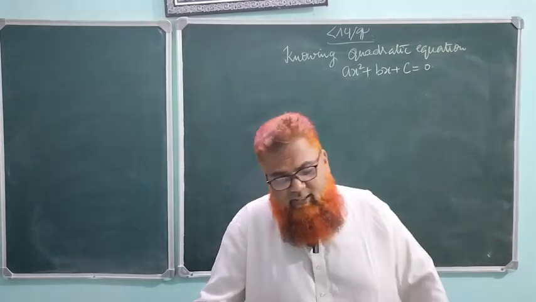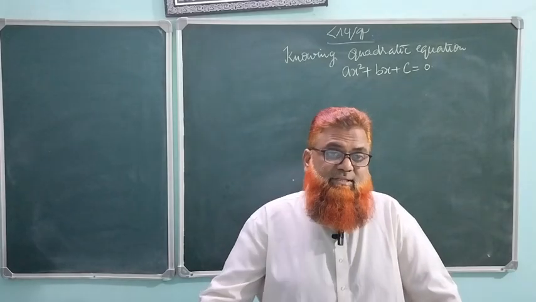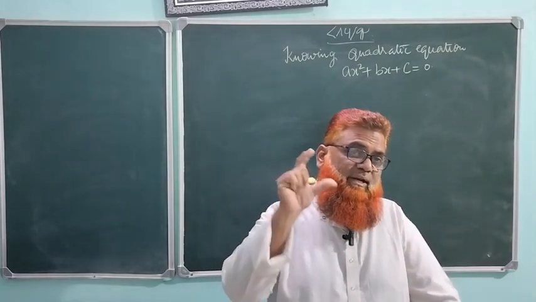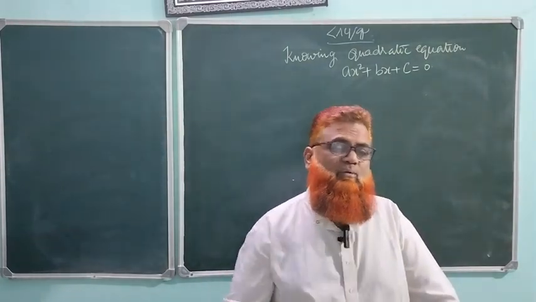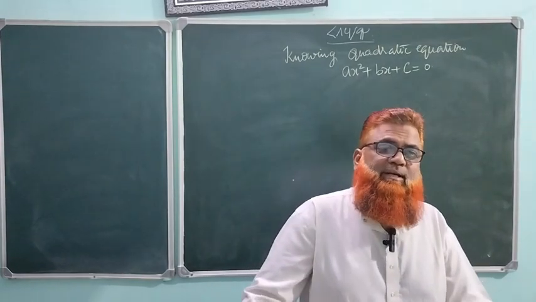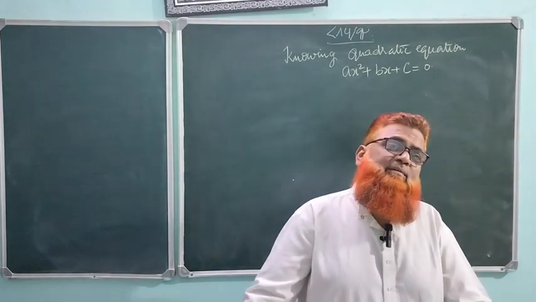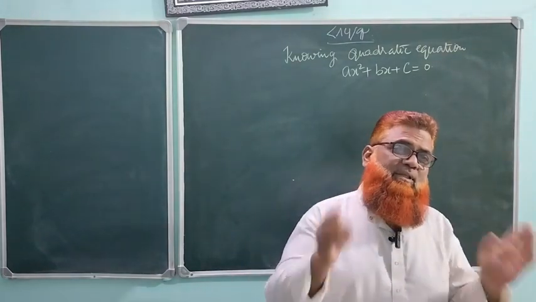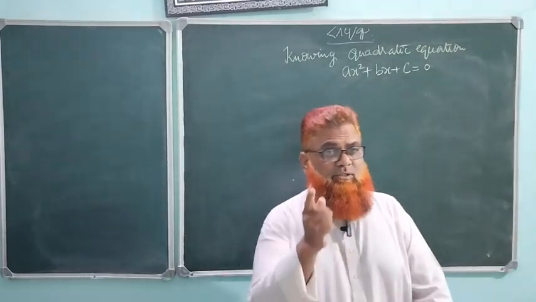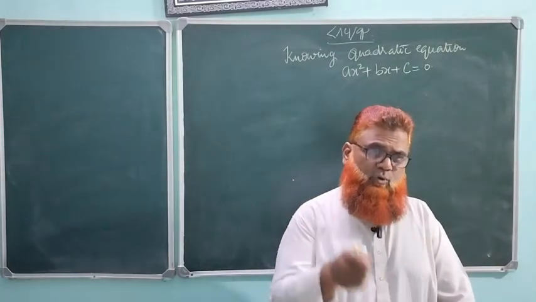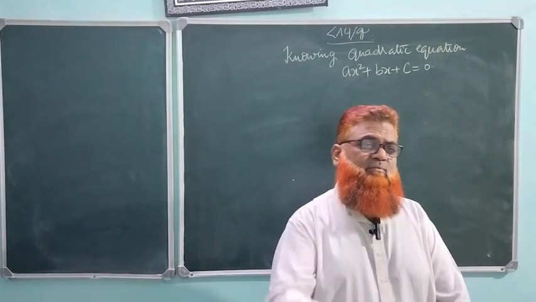The second method is completing the square. That means a given quadratic equation should be written in the form of a complete square, and then we just find the roots. I also told you the steps: divide the whole equation by the coefficient of x square, take the coefficient of x, multiply it by half, then square it. Whatever you get after squaring, add and subtract it, and so on. Those who have not watched my previous video, please go to that playlist. You will find Knowing the Quadratic Equation part 1.